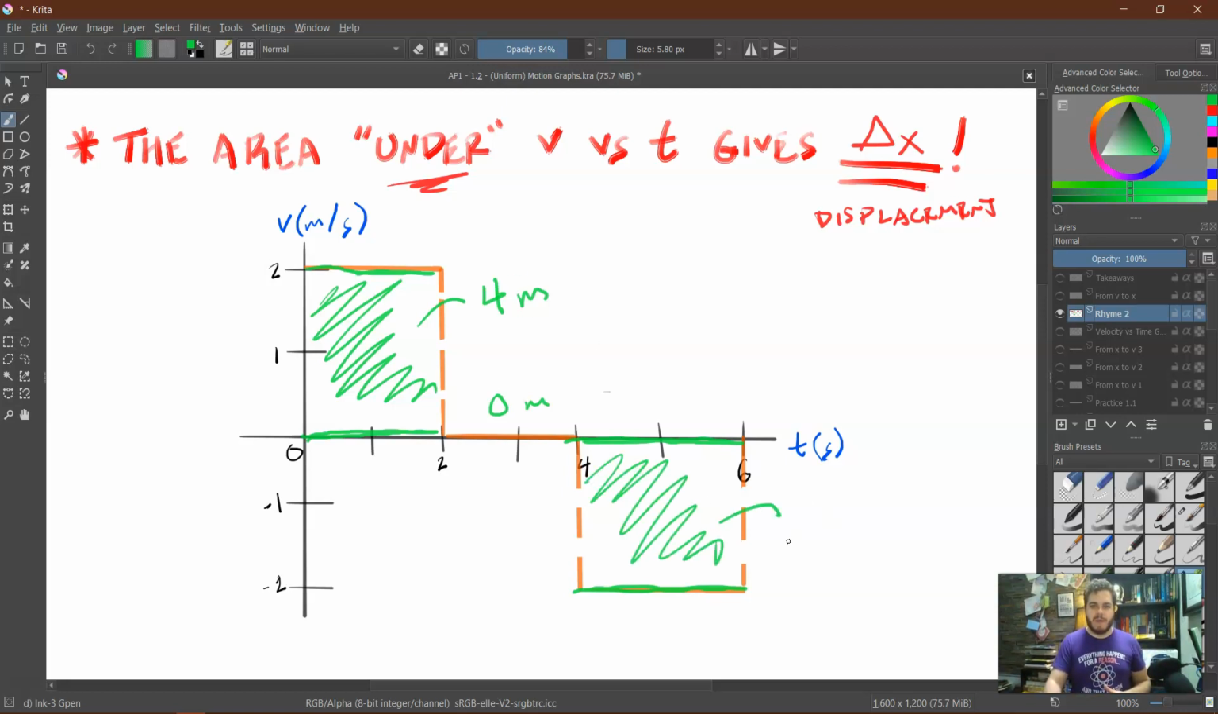Tells me that this is a displacement of minus 4 meters. So if it is a positive area, aka it is above this axis, that will be a positive delta x. If it is a negative area, one of these below the x-axis, or the horizontal axis, that's a negative delta x. And if there's no area, well, then there's no delta x, there's no displacement.